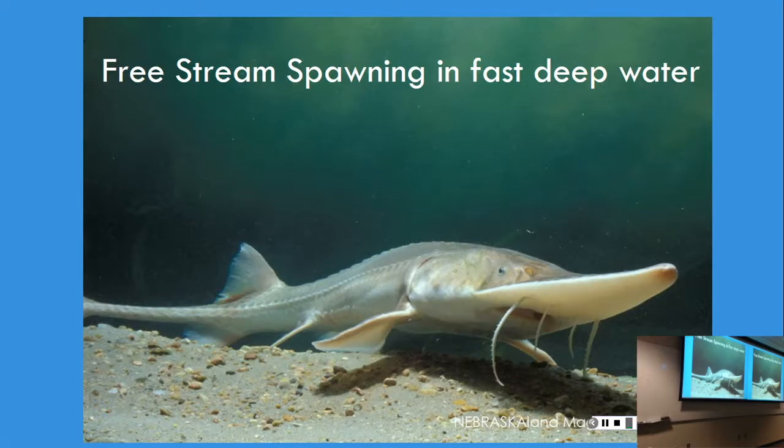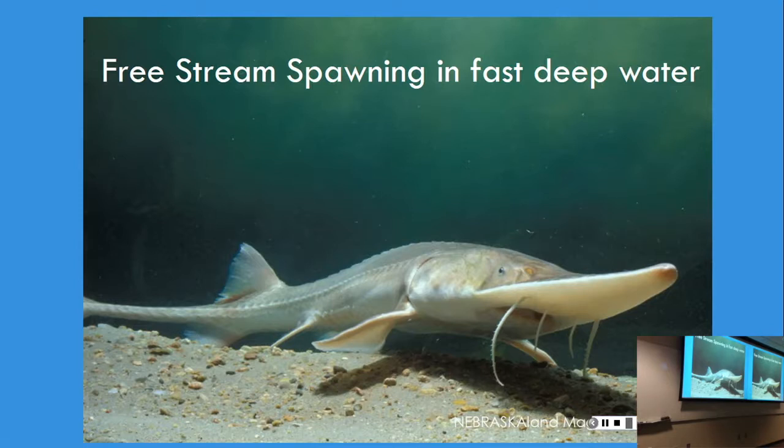They have a very interesting reproduction. They don't make a redd in the sediments like salmon do. The female will find a really deep spot and fast spot in the river. Males will come over the top to release their sperm, which fertilizes the eggs, and then it takes about 10 days to incubate as they drift down. These embryos, these little eggs and fish, use up their yolk sac and just drift as free-drifting embryos until they find some shallow water habitat where they need to start eating and growing.